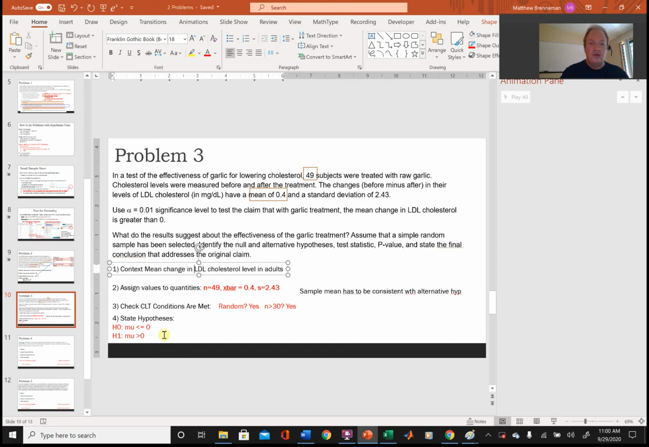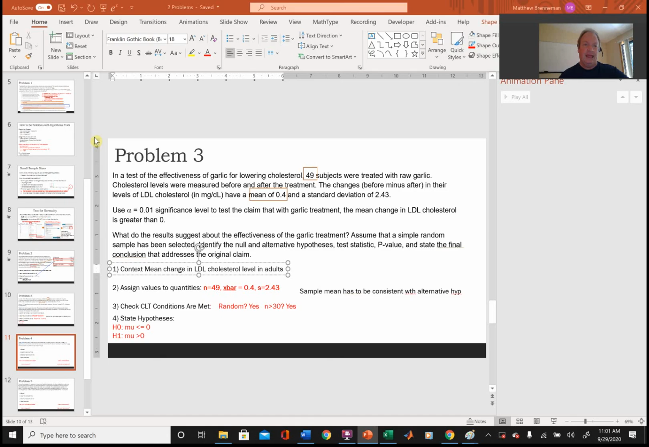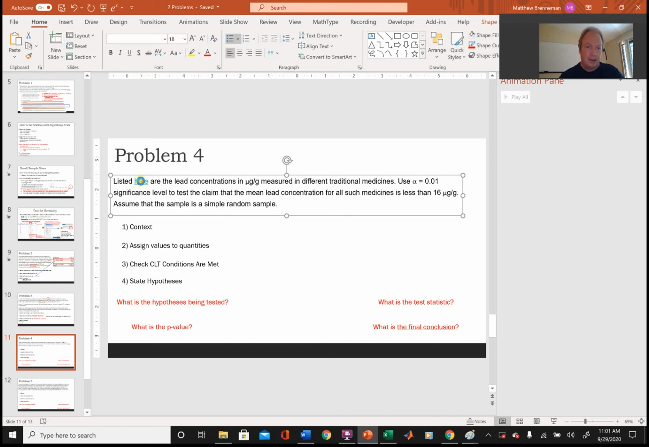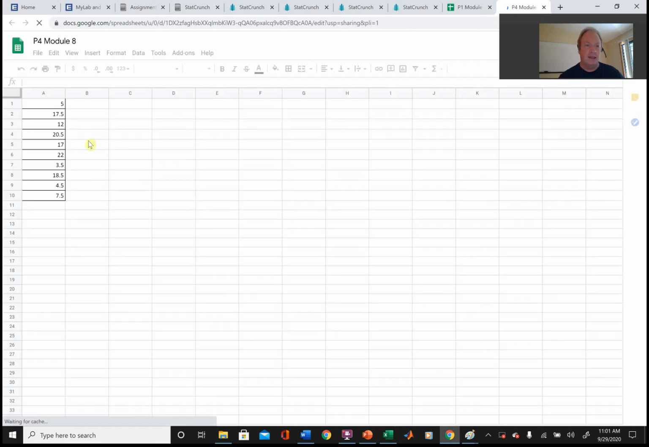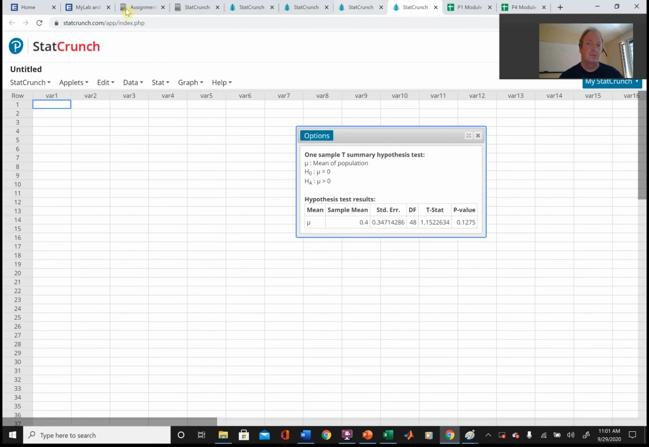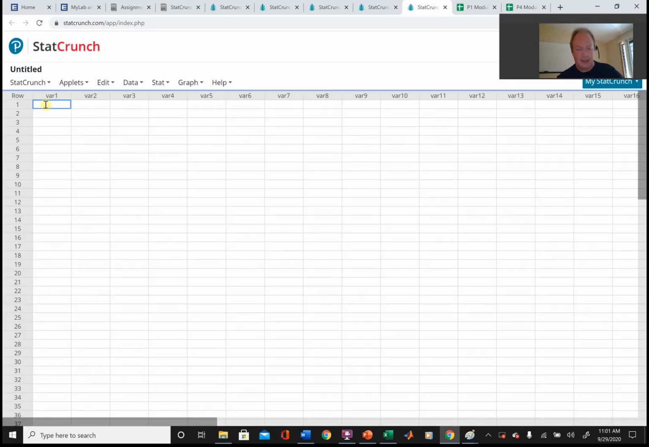All right. So now let's go ahead and work a problem where we're actually given a data set. So here is a problem where we're given the data set. I'm going to go ahead and download this and put this in Google Sheets. And then go ahead and copy and paste this in StatCrunch. Okay. So I can open up another table if I want, and I will. And I can paste this in.